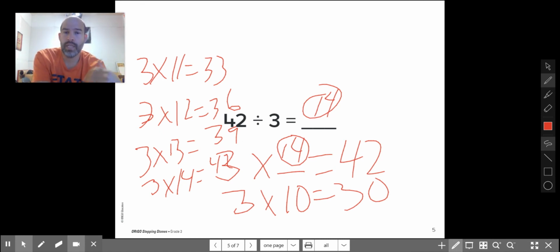And then we continue skip counting to get to the missing factor to help us make the equation be correct, right? To make the equation true. Now, we then use that missing factor to find the unknown quotient, because we know in a fact family there are three numbers, right? And that's how we found the unknown.